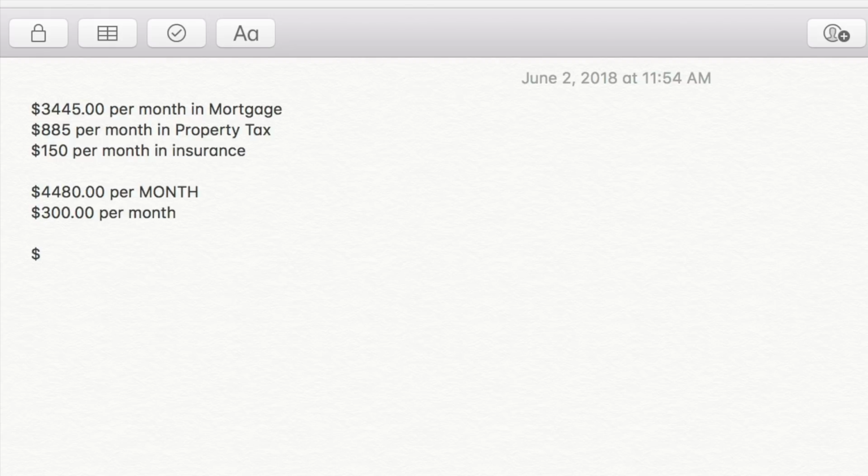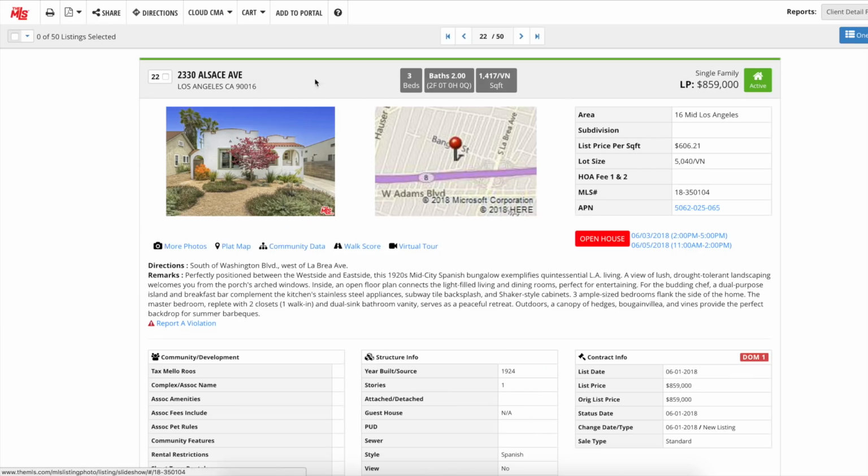And that brings us to $4,780 per month. That's the cost right there. The next thing we have to figure out is how much a home like this will rent for.